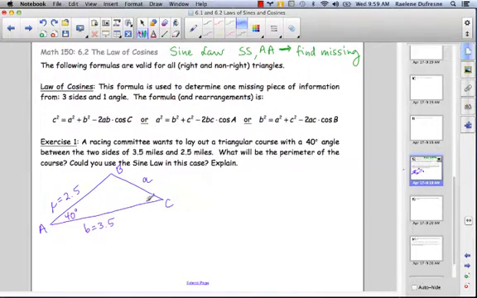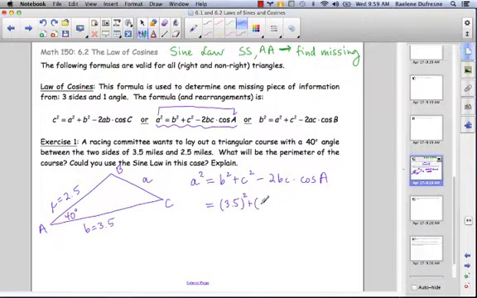Okay, so we want to solve for A, so we're going to use the rearrangement for that side with the corresponding angle. So A squared is equal to B squared plus C squared minus 2BC times the cosine of angle A. And we have B is 3.5, C is 2.5, times this 2 is going to give me 5 times 3.5 times the cosine of angle A, which is 40 degrees. And so we can type this into the calculator and get a value for A squared.